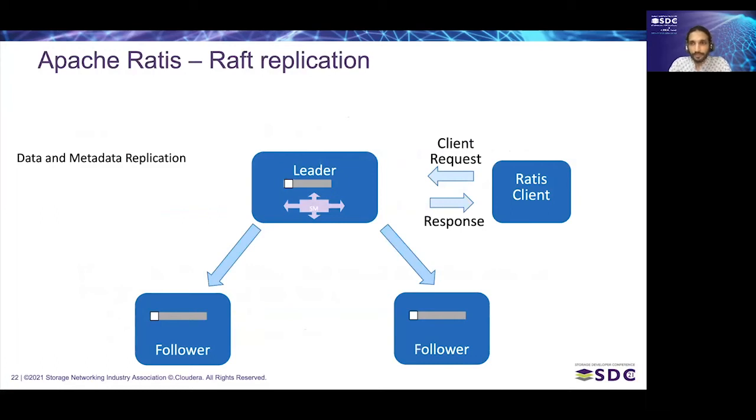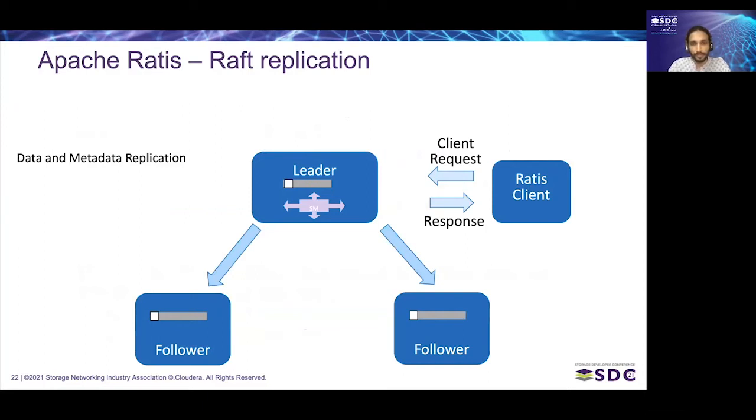Apache Ratis is a Java implementation of the Raft Consensus Protocol. So Ozone uses Ratis for data and metadata replication. In metadata replication, there is the Ozone Manager. Multiple Ozone Manager services can be run in order to provide a highly available metadata service.